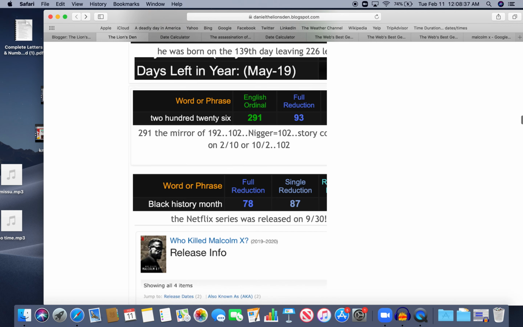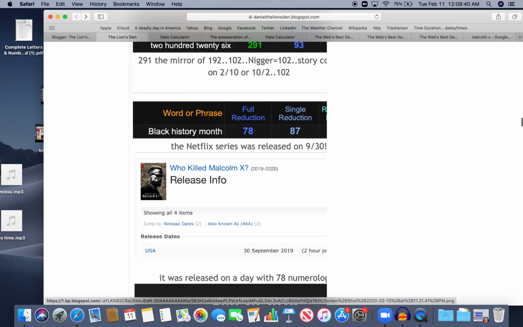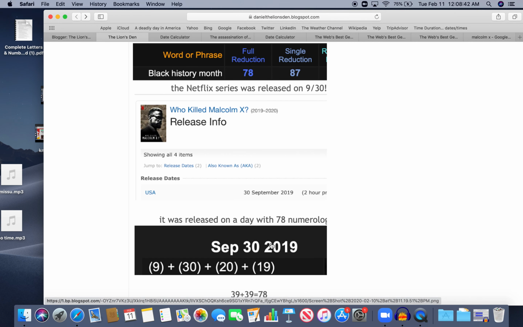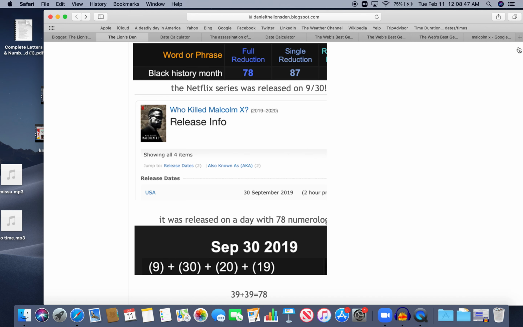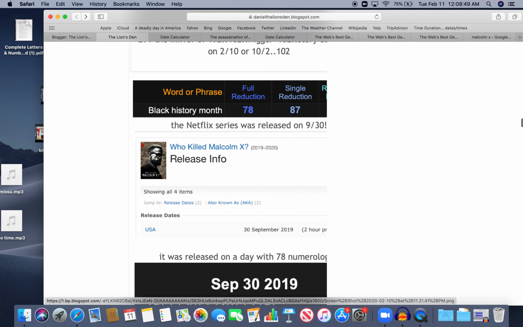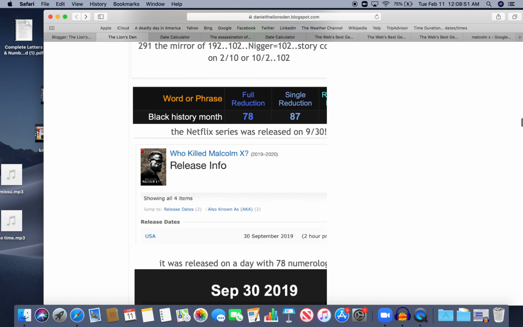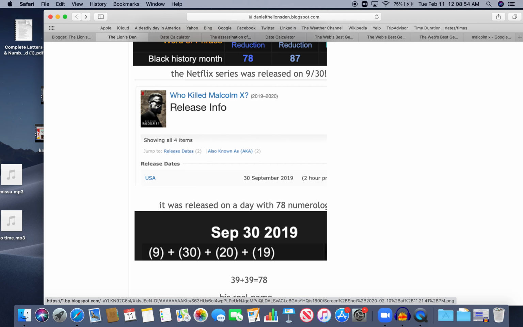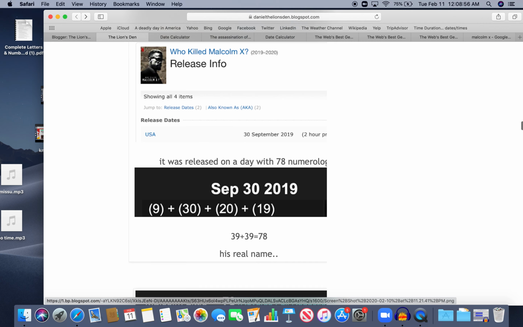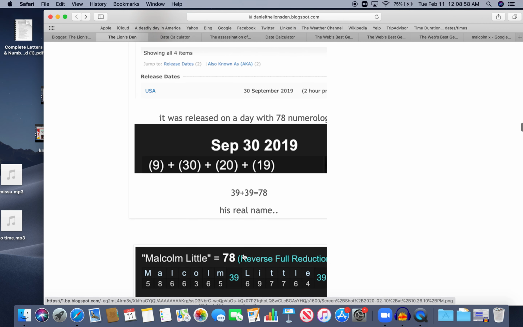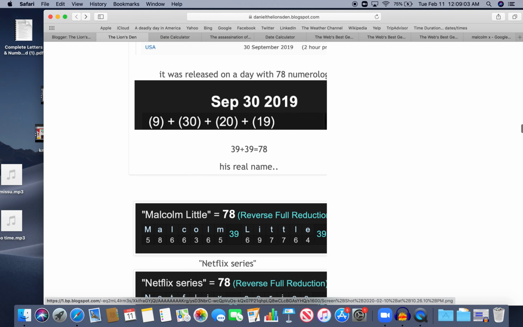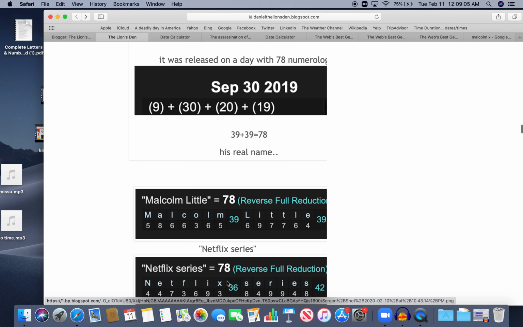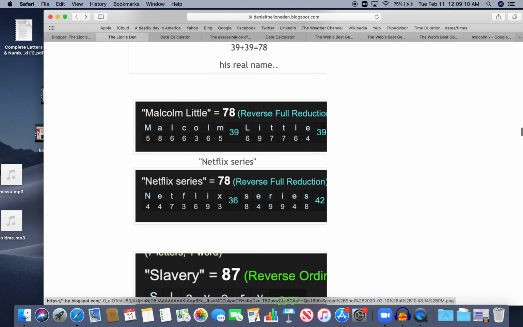I don't know. They said it was released Friday, but this one was released on September 30th. So it was released on a day with 78 numerology. And remember, Black History Month, 78. There's a whole bunch of 78s I'll get to. 39 and 39 is 78. And his real name, Malcolm Little, equals 78. Scottish Rite equals 78. Netflix series equals 78. Released on a day with 78 numerology.